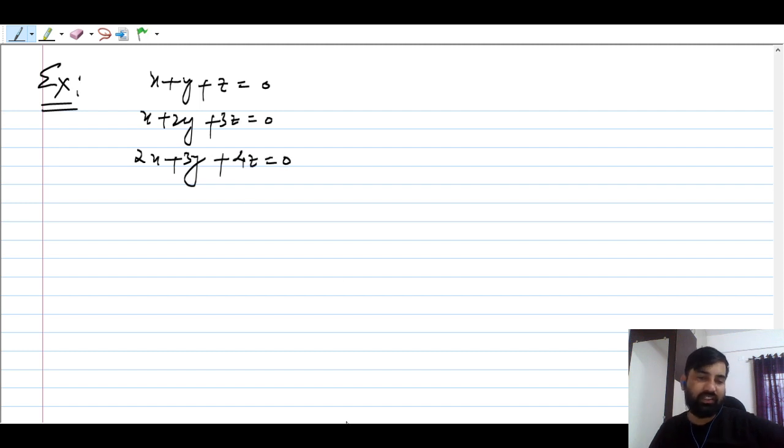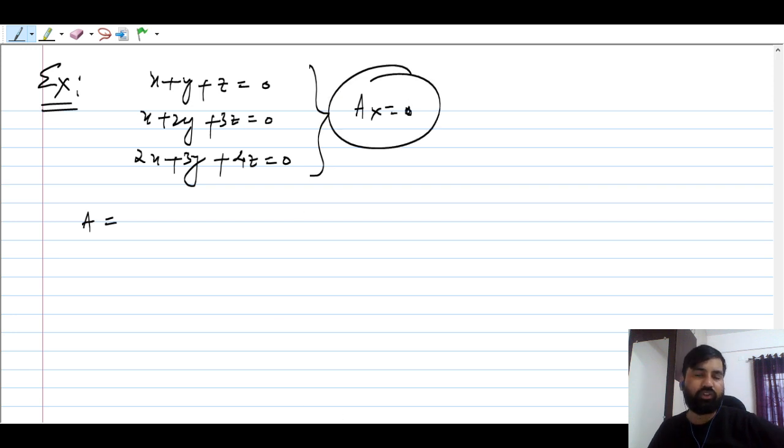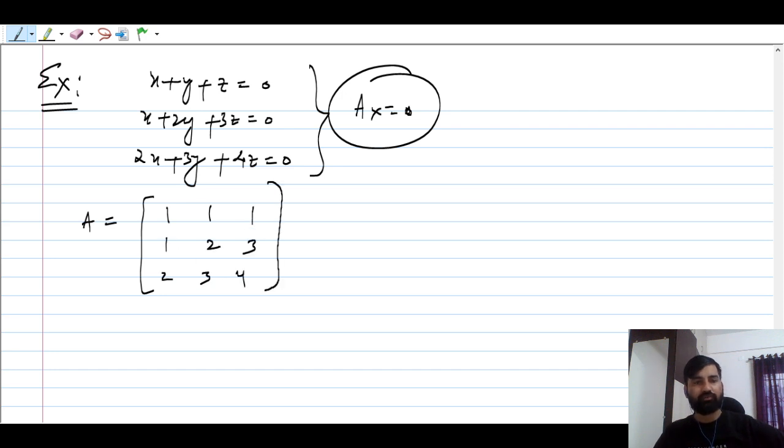So these are the equations which are given, right? So you can form the matrix A first. This is Ax equal to 0. You can say a homogeneous system of linear equations is given. So you can understand right here, the matrix is 1 1 1, 1 2 3, 2 3 4, right?